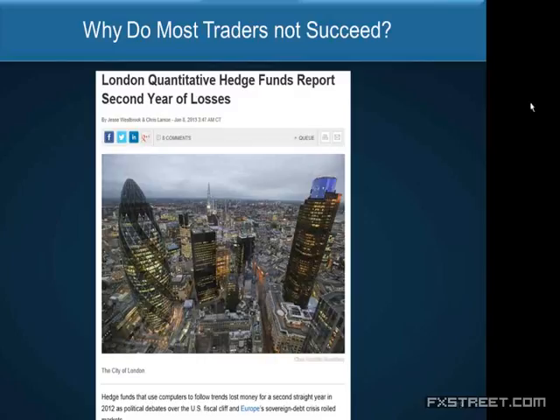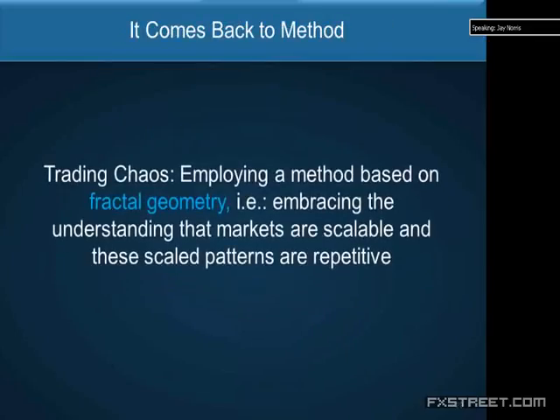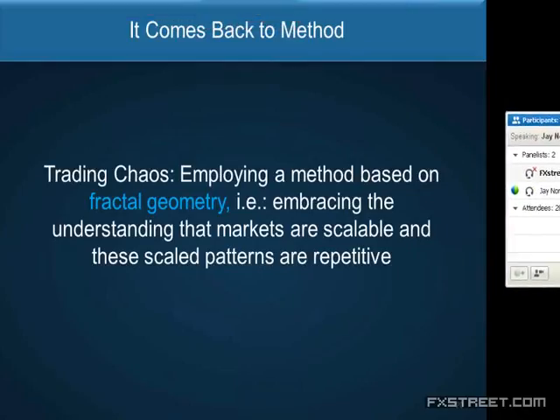Pretty simple. So, it comes back to method. I define trading chaos as employing a method based on fractal geometry and embracing the understanding that markets are scalable and these scaled patterns are repetitive. That's the secret to trading right there. Markets are scalable and these scaled patterns are repetitive.